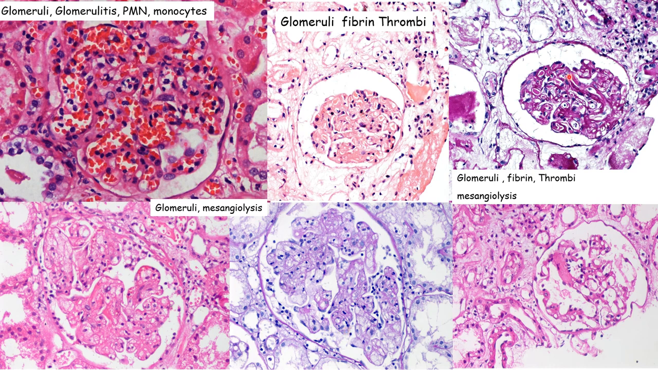Now, it is very important to remember that all these changes will be seen in a case of thrombotic microangiopathy. Hence, a simple histology examination is not adequate for a diagnosis of active humoral rejection, and I shall come to that in the next few slides.